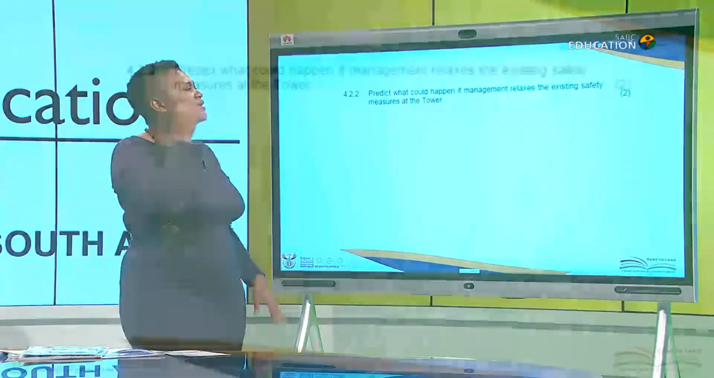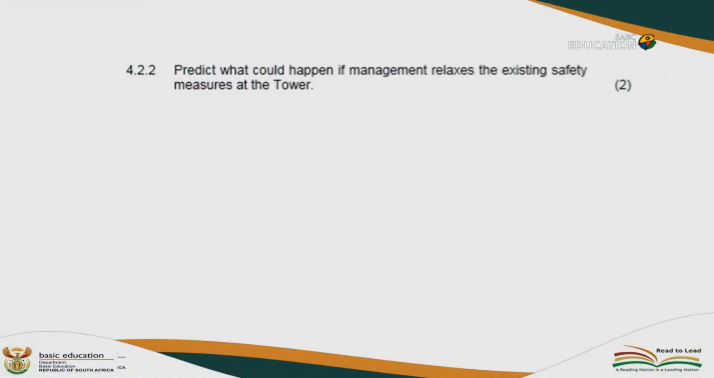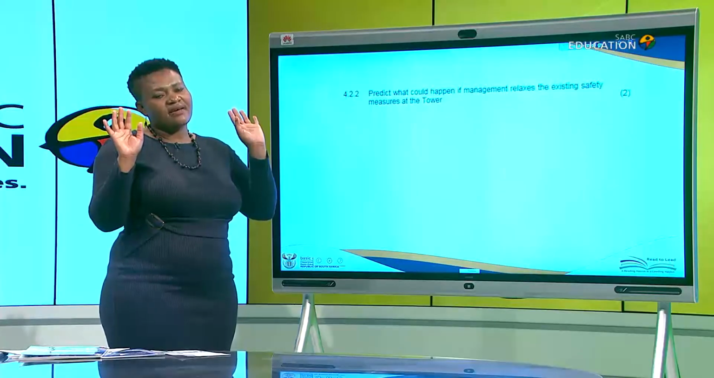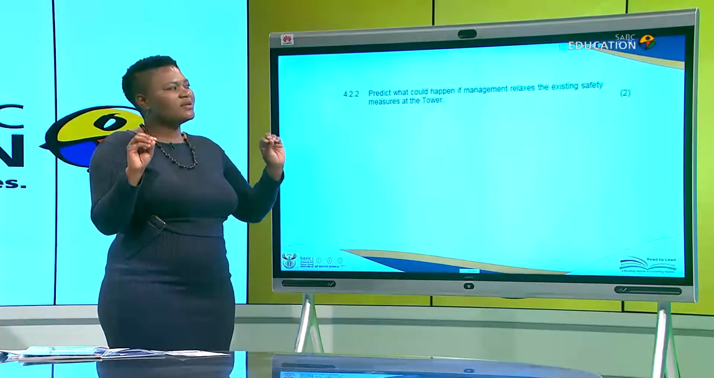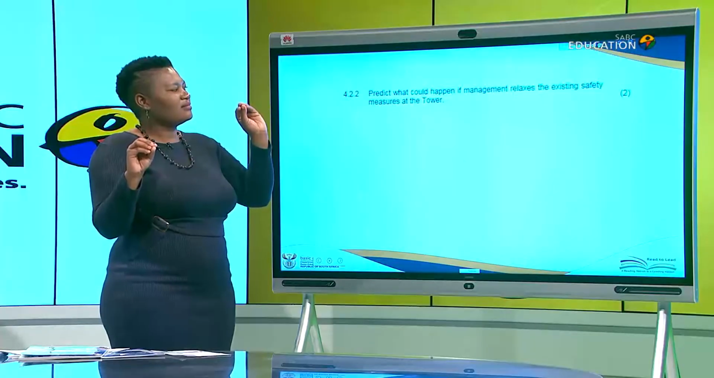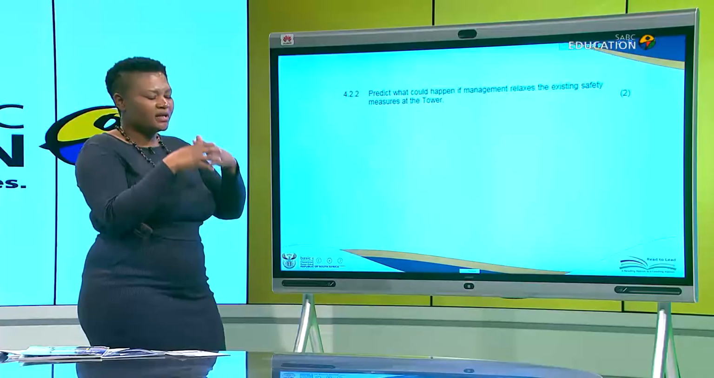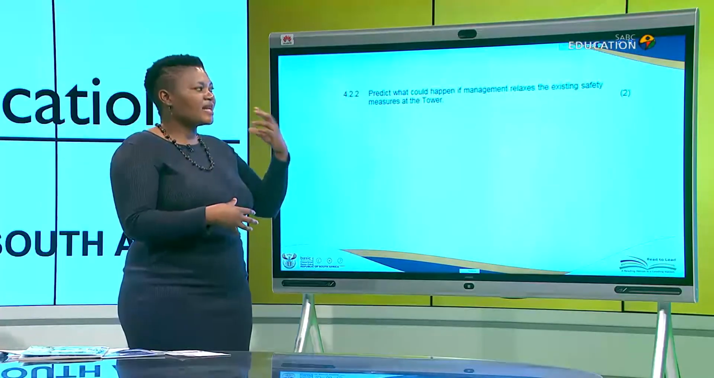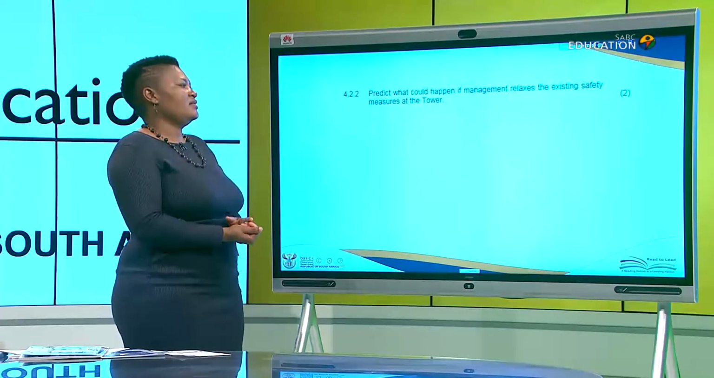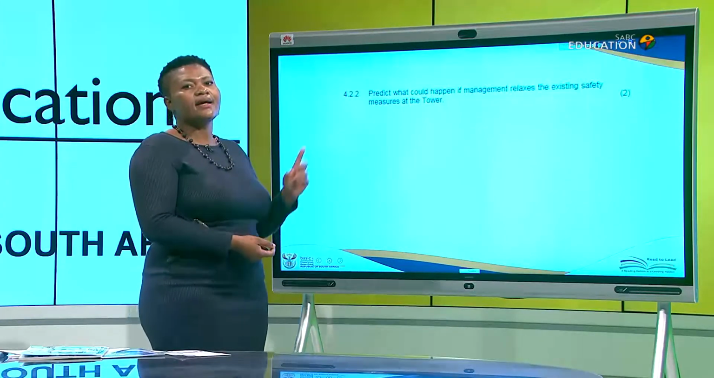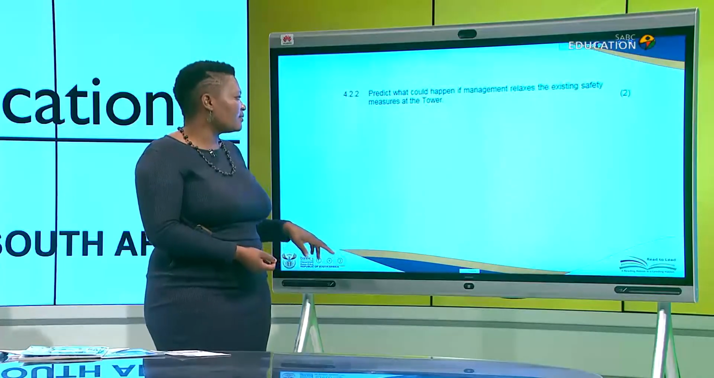4.2.2, predict what could happen if management relaxes the existing safety measures at the tower. Meaning that if now the Eiffel Tower relaxes and they are no longer ensuring that they have those barriers and so on, what could happen? So when they say predict, meaning tell what you foresee could happen if management relaxes, meaning no longer considers or makes safety their priority, relaxes the existing safety measures at the tower. And that is how many marks? 2 marks. So that guides the length of your answer.